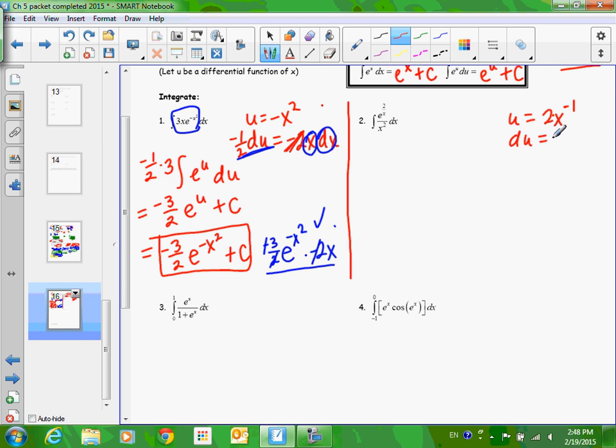So negative 1 times 2, negative 2. Remember, subtract 1 from the power when we're deriving, dx. Okay, this negative 2 in front, just like every other time, we move that thing to the front of the integral. And in this case, there's no other number to move out. Okay, so I had e to the 2 over x power. That becomes e to the u.